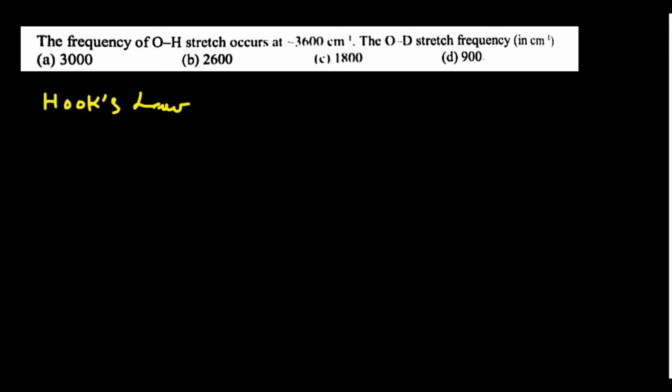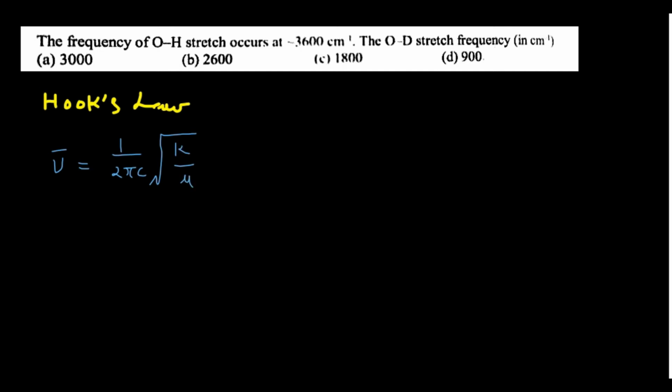And what the Hooke's law says, stretching frequency, that is nu bar, equals 1 upon 2 pi c square root of k by mu. And this part, 2 pi and c, is the constant value, and k is again the same in both the cases. It is not given in the question, so you can take this k also constant, right? And this mu is the reduced mass.